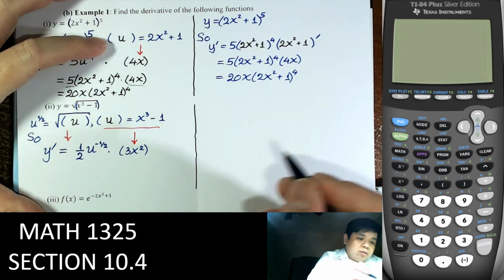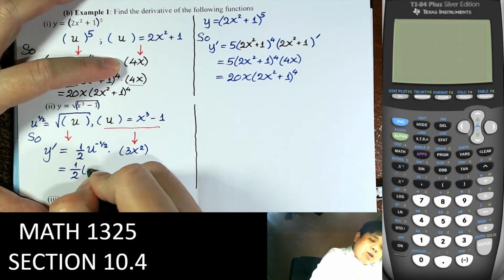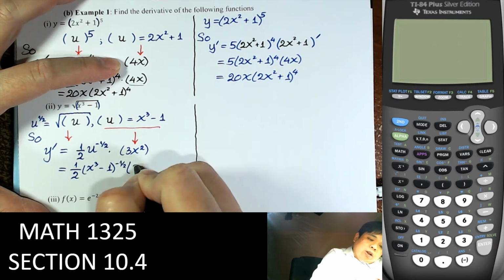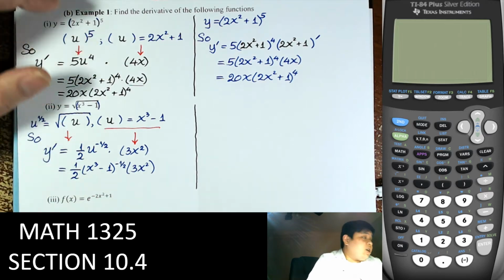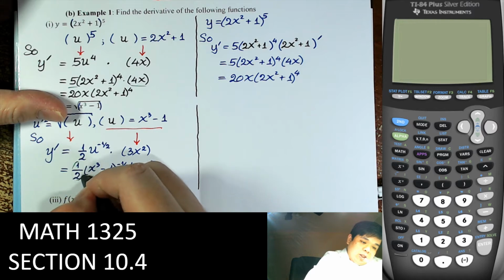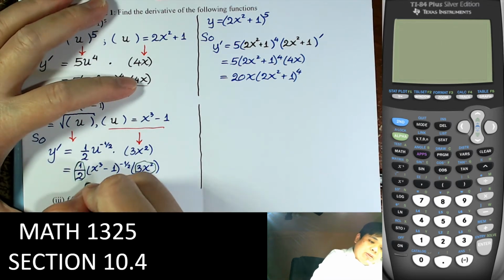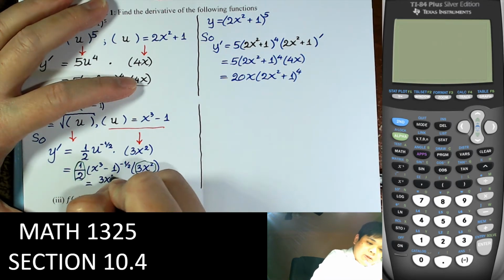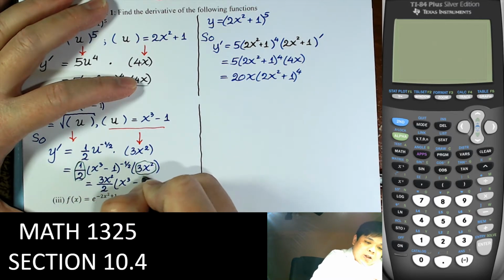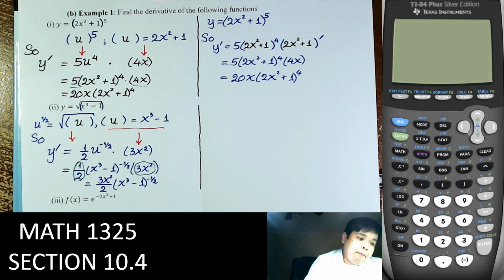So we have 1/2, u is x cubed minus 1, to negative 1/2, and then 3x squared. If it is 3x squared, we can just write that multiplying the single term with 3x squared. So that gives us 3x squared on the top over 2, x cubed minus 1 to negative 1/2. Right.